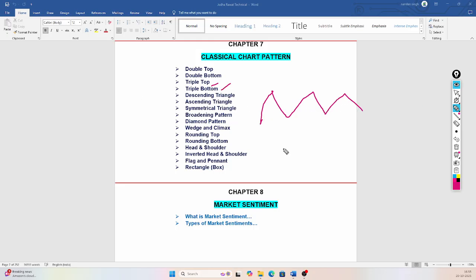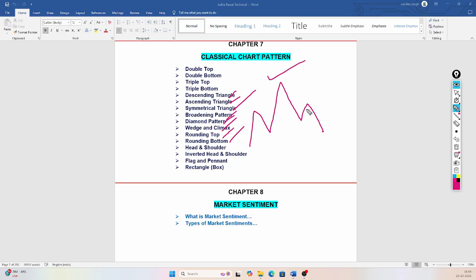And triple bottom. This one. Okay. Triple top and triple bottom. The most to learn is in classical chart patterns. There are a lot: descending triangle, ascending triangle, symmetrical triangle, broadening pattern, diamond pattern, wedge and climax, rounding top, rounding bottom, head and shoulder. This one.